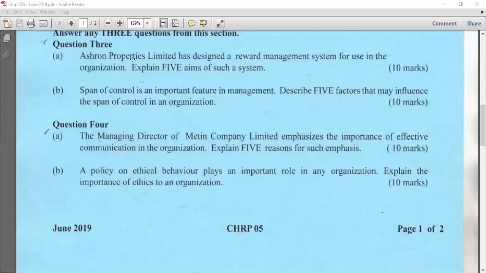Maybe the geographical location. Expound. Let's say an organization which has different branches in different countries.